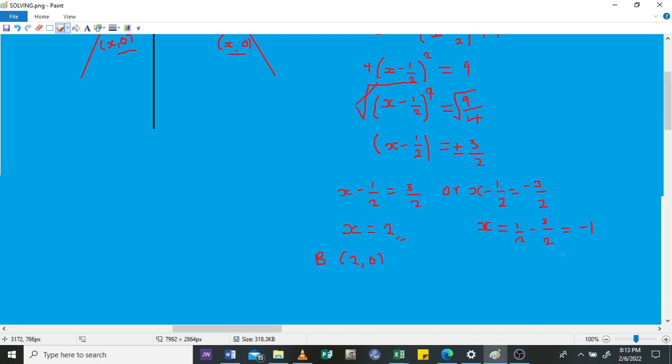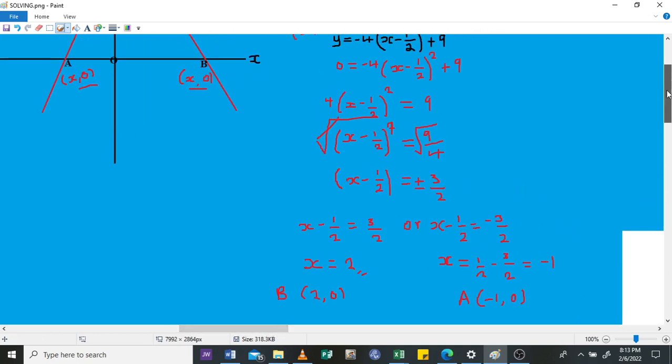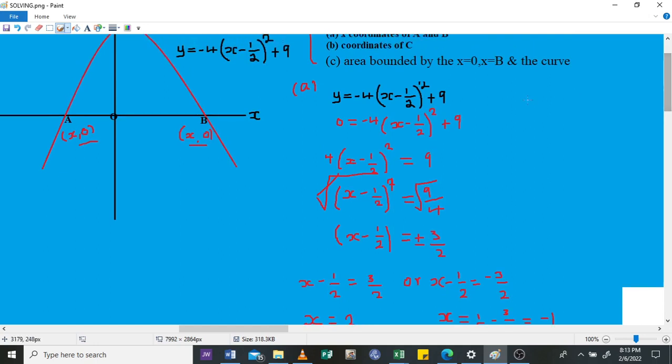Okay, this means x at this point, which will be point A, because A is in the negative position, so we're going to have (-1, 0). So we have answered question A, which was asked to find the x coordinates at both A and B. Okay, so that was A. Now we can solve B.